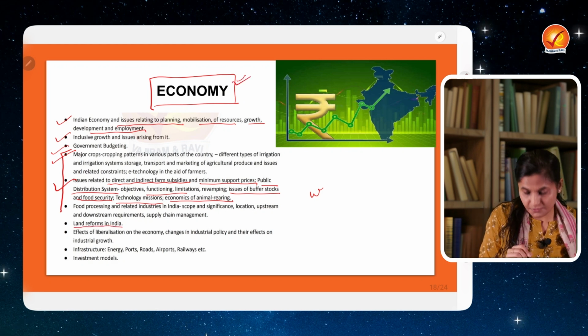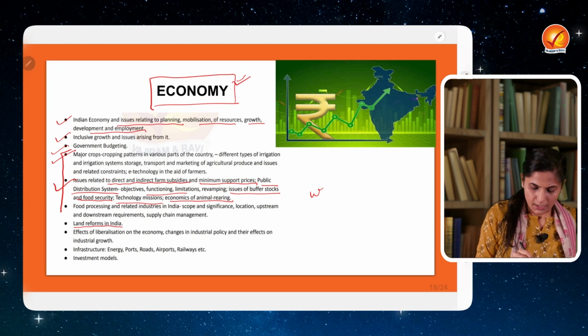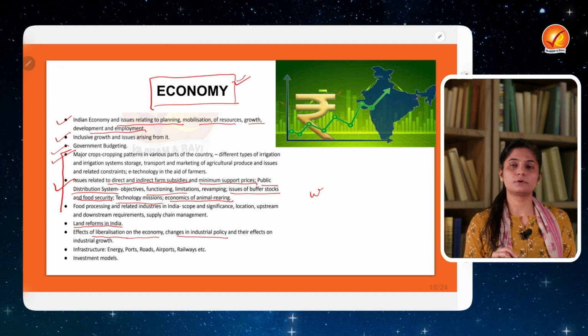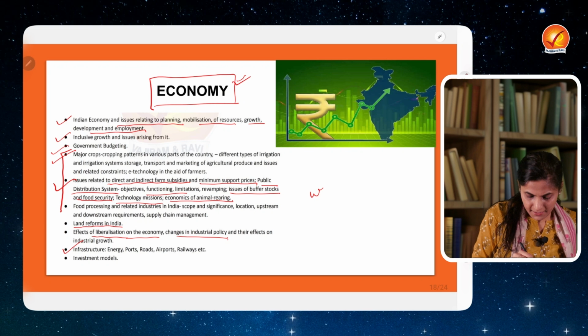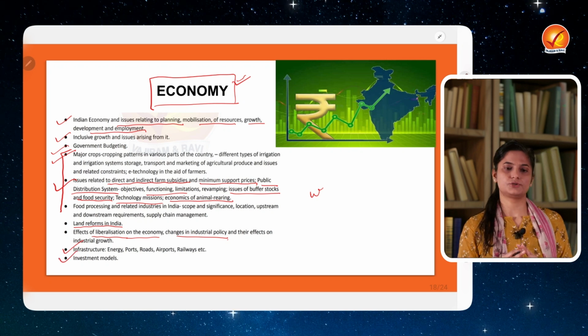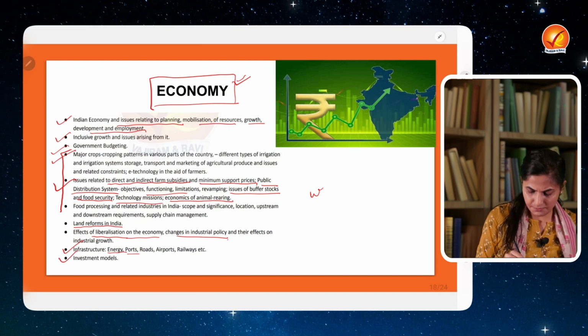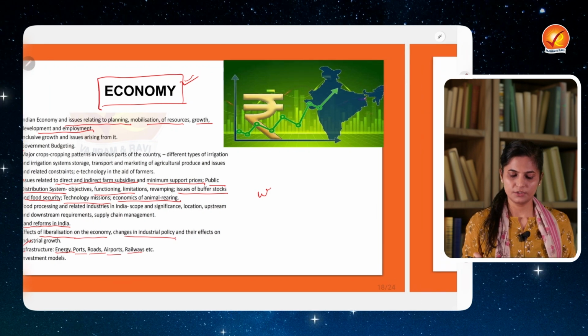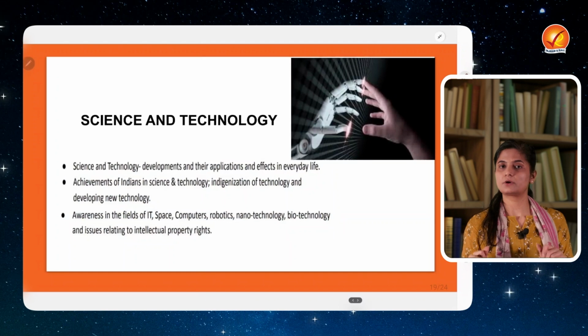Then you have the concept of land reforms in India and how liberalization started in India on the economy, changes in industrial policies, and again the concept of infrastructure, be it in the case of energy, ports, roads, airports, railways, etc., and various investment models. So this is broadly the coverage of the economics part.